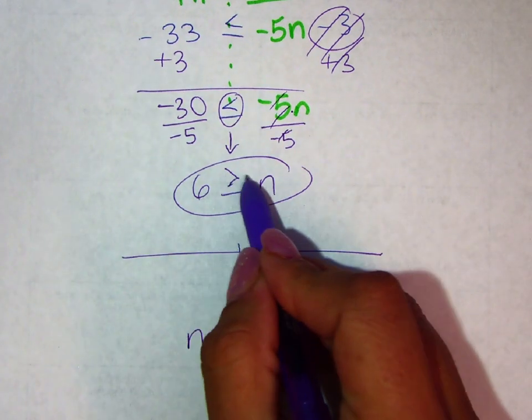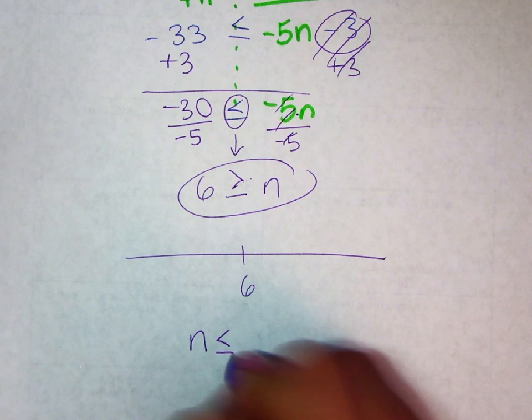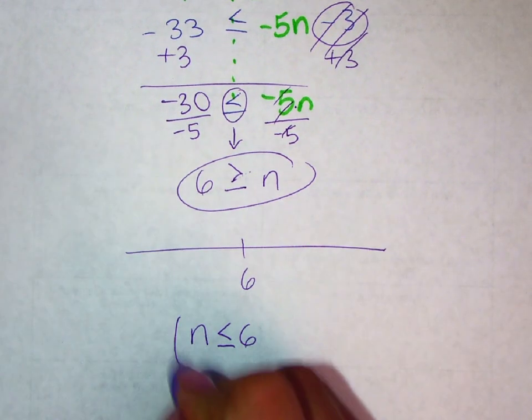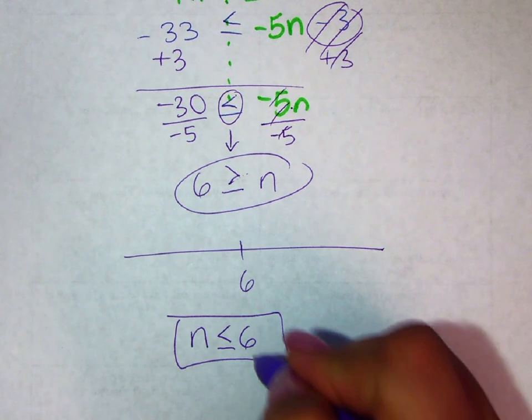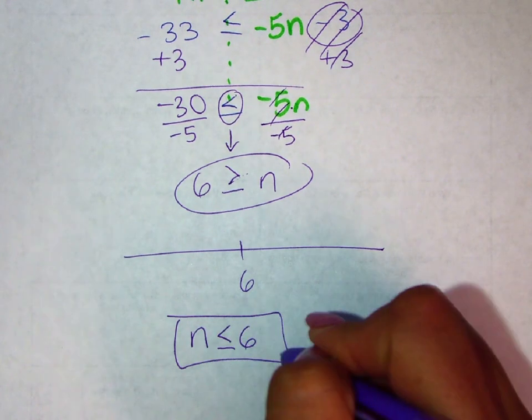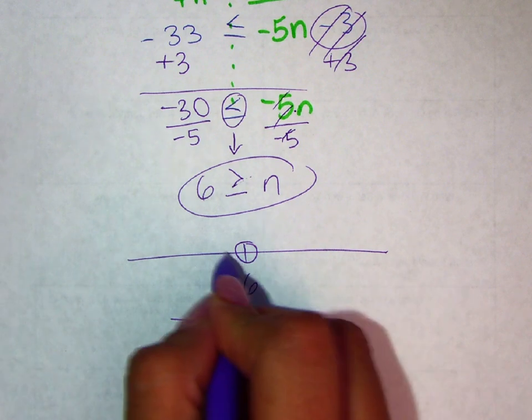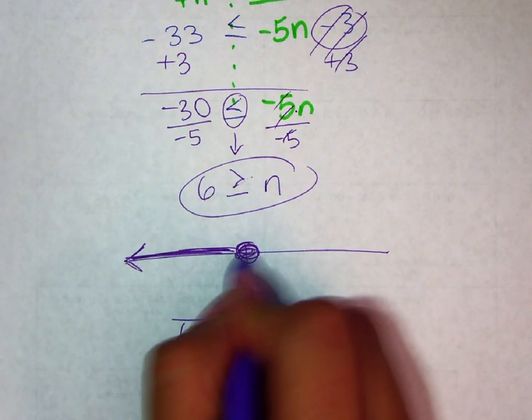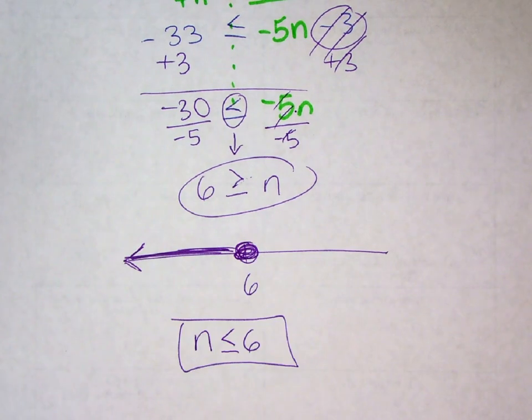Notice how the arrow is pointing to the n. So we're going to have the arrow point to the n as well. And then now we have this. So this is easier to understand. This is saying that n is less than or equal to 6. So any value less than or equal to 6 is a solution. And that's how you solve inequalities.